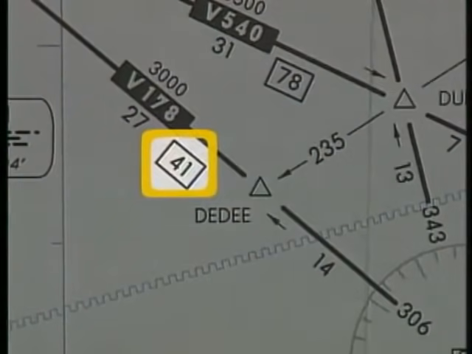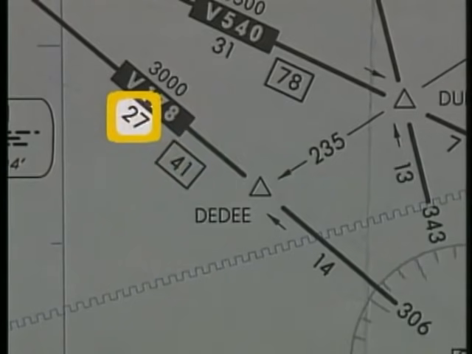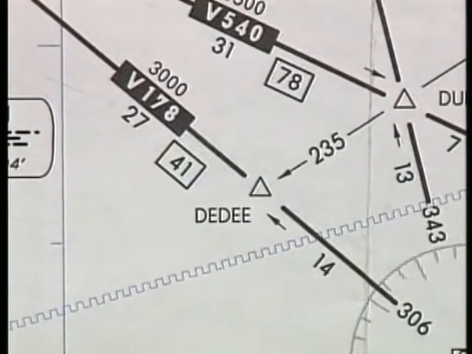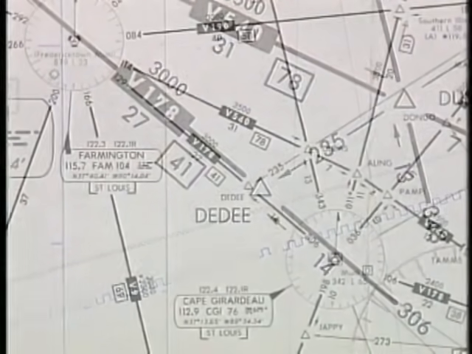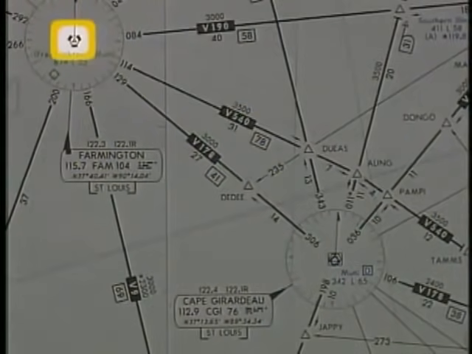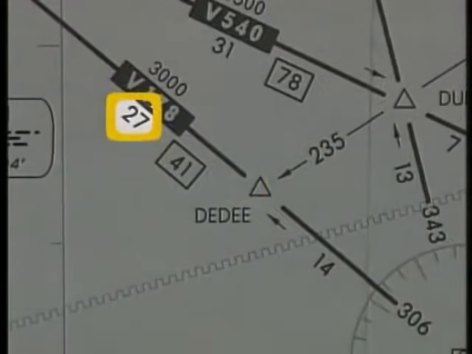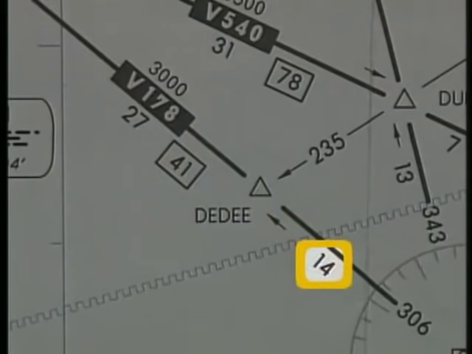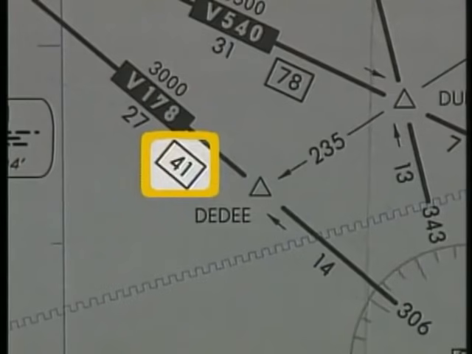The total mileage between compulsory reporting points and radio facilities is enclosed in a box. Mileage figures not enclosed in a box, such as 27 and 14, indicate the distance between reporting points, radio aids, and/or mileage breakdowns. In this example, the distance from Farmington to Dede intersection is 27 miles, and from Dede to Cape Girardeau, 14 miles. The total distance from Farmington to Cape Girardeau is 41 nautical miles.